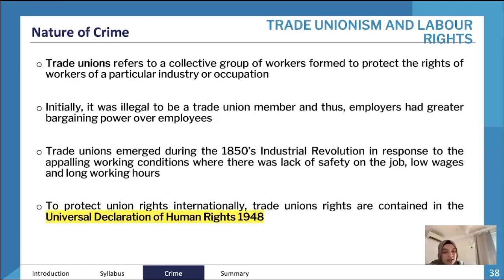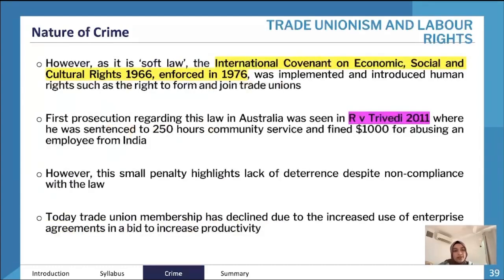That's where the concept came from. And so to protect union rights internationally, trade unions' rights are contained within the UDHR, the Universal Declaration of Human Rights, which we touched on earlier as well. However, because again it's a soft law, we have another piece of legislation that has been implemented into Australia, which is the International Covenant on Economic, Social and Cultural Rights of 1966, enforced in 1976, and was implemented and introduced basically human rights such as the right to form and join trade unions.